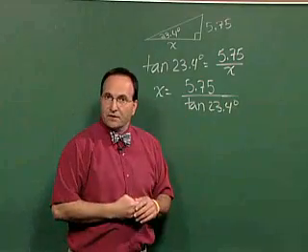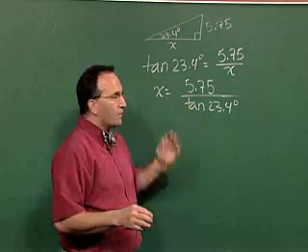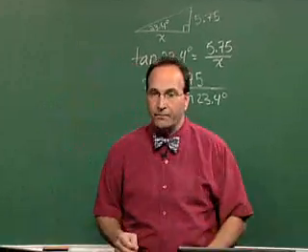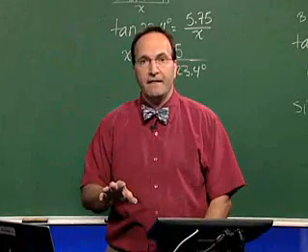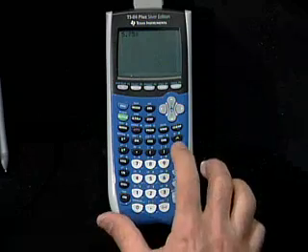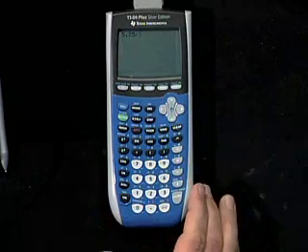Let's go to the calculator and plug in those values and calculate the length of her shadow. So I would plug in 5.75 and divide that by the tangent of 23.4. Hit enter and we'll find that her shadow is approximately 13 3/10 feet.